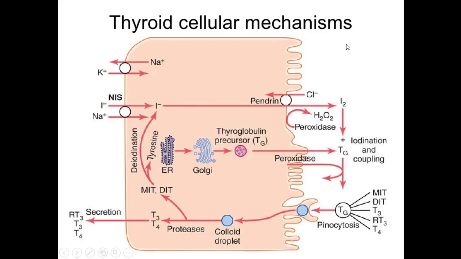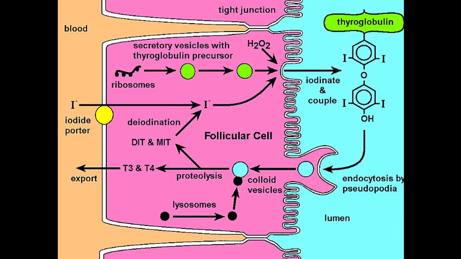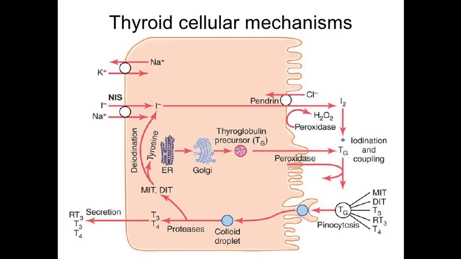And this is a diagram from your book. Let's repeat the things from your book. Here is the sodium iodide symporter, which moves 2 sodium and 1 iodide inside. This is known as the trapping of the iodine. Here's your sodium iodide symporter. Once the iodine is inside, it will move through pendrin. Actually, when the pendrin is working, it moves 1 chloride ion into the cell.